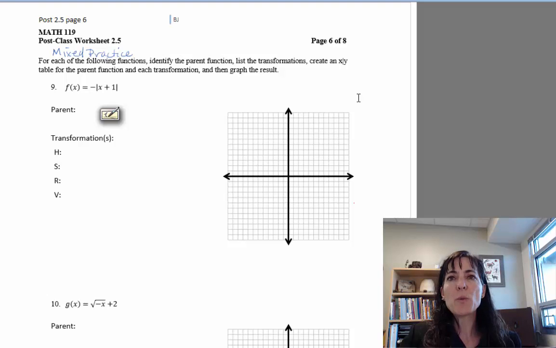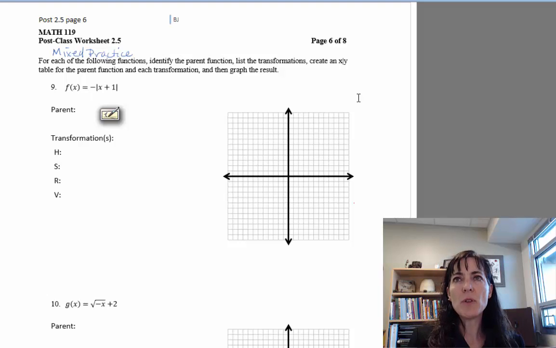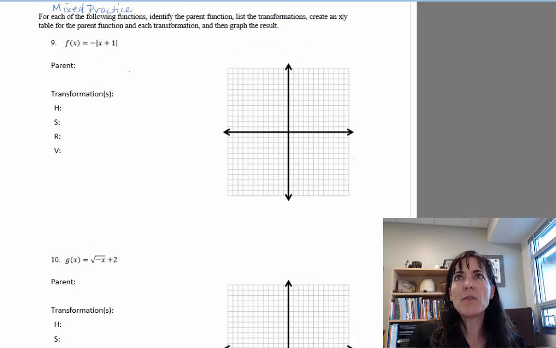On these pages, we're putting together several of the transformations that we've looked at, each transformation separately. So we want to first always identify the parent. The parent for this one, I can see an absolute value there, so I know it must be the absolute value of x. And the transformations that are being done, first I'm looking for the h, or the horizontal.